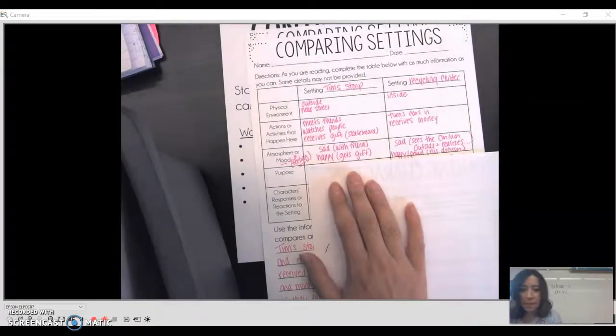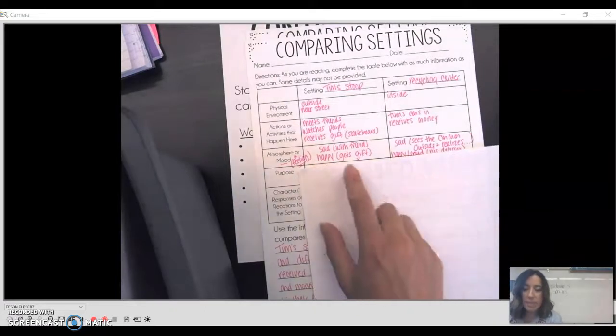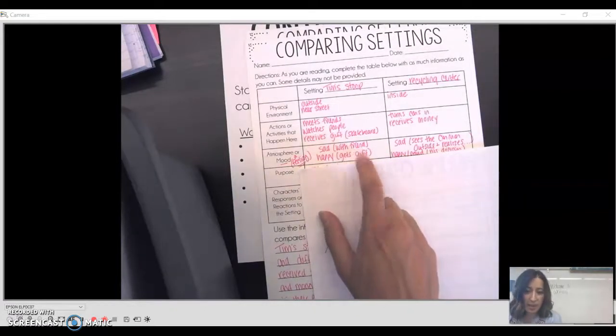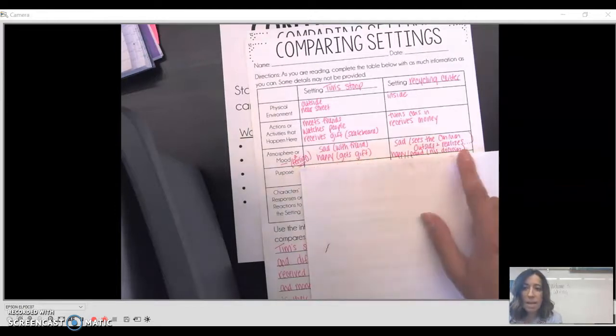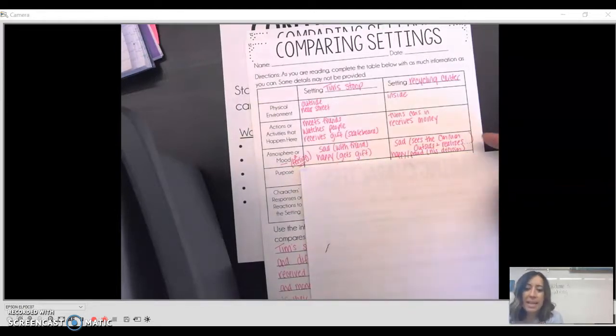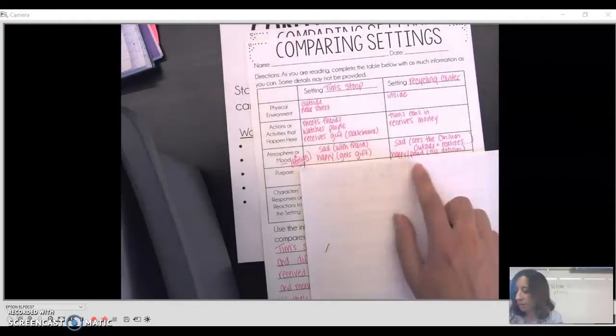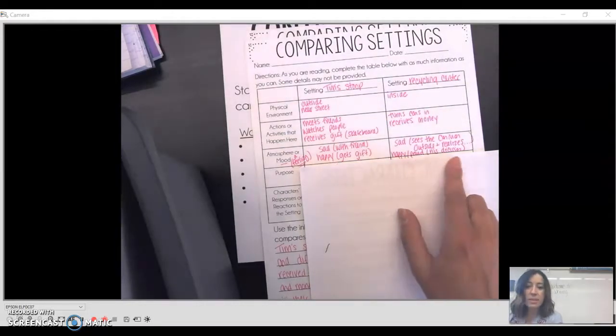So I wrote down Tim's stoop. He's sad when he's with his friend, but happy when he gets that gift of the skateboard. At the recycling center, he's sad because he sees the can man outside and realizes all of a sudden who deserves the money, who needs that money more, but also happy and proud maybe because of the decision he ends up making to give the money to the can man.